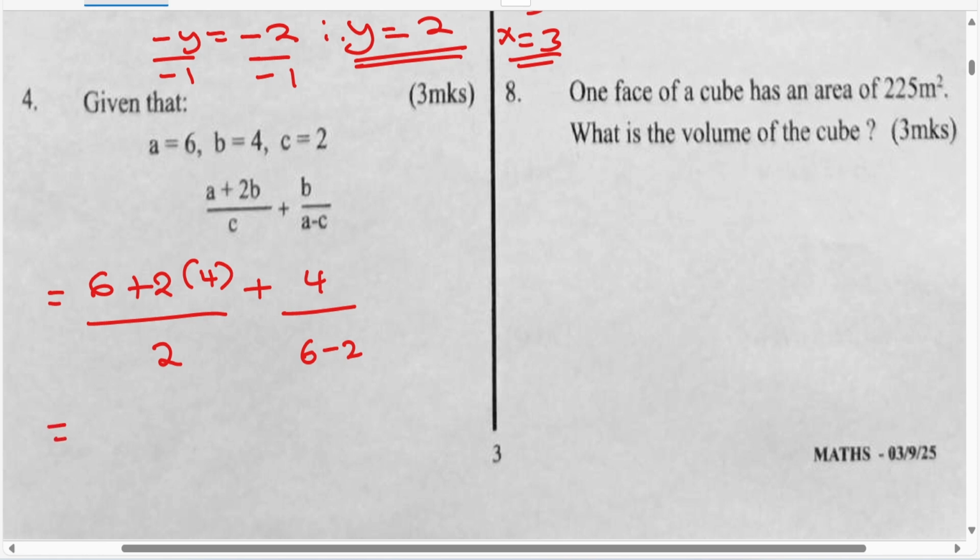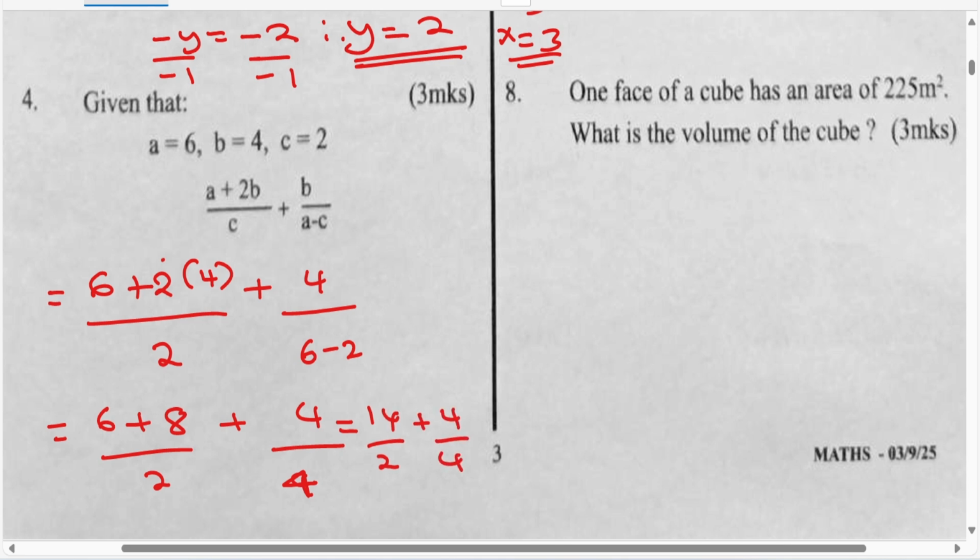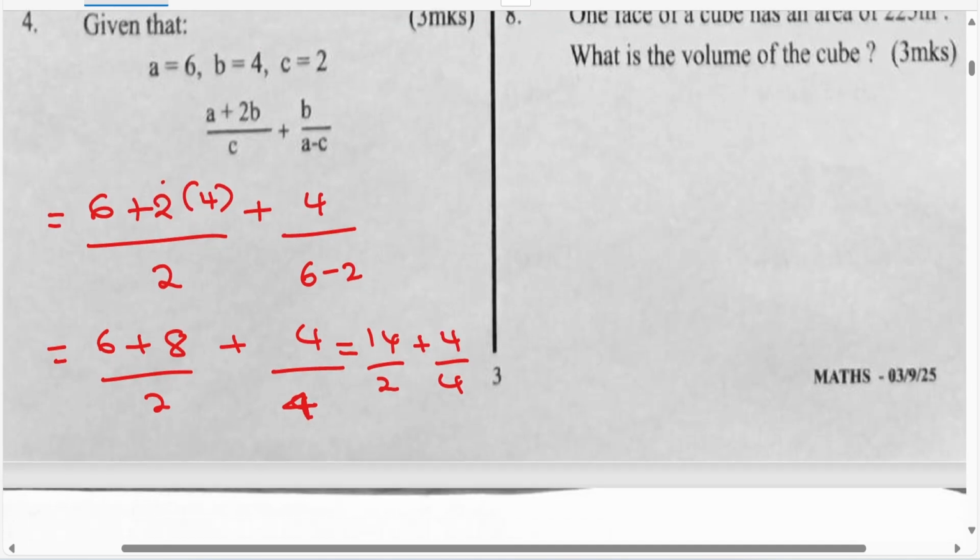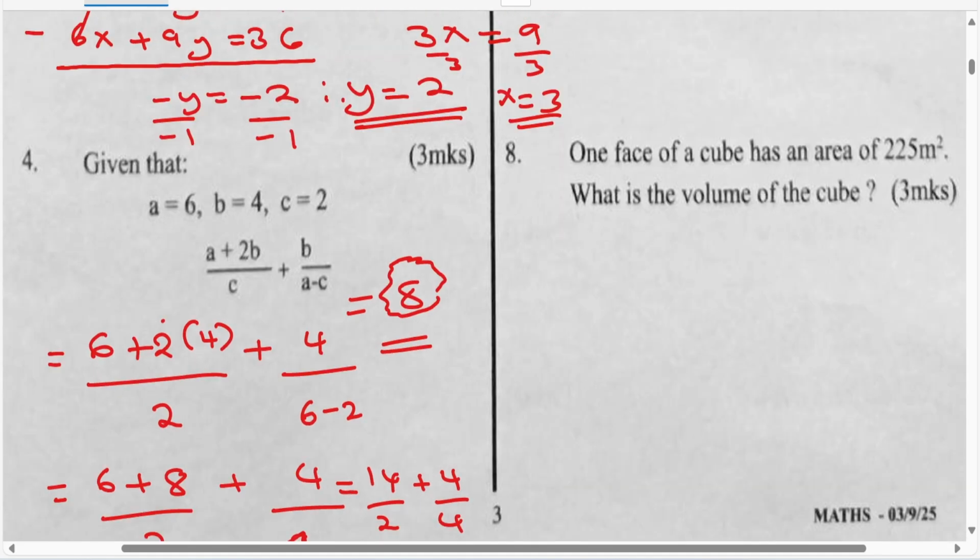So 2 times 4 ni 8, so 6 plus 8 divided by 2, and 6 minus 2 ni 4. So this is 4. 6 plus 8 ni 14 divided by 2 plus 4 divided by 4. 14 divided by 2 ni ngapi? Ni 7. So usije ukaona ni swali ngumu. So 7 plus 4 divided by 4 ni 1. Answer ni 8. So answer yako hapa ni 8. Sawa? Sawa sawa. Tumeelewana. Question 4 tumemaliza.